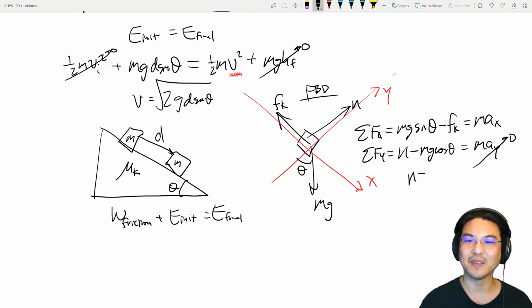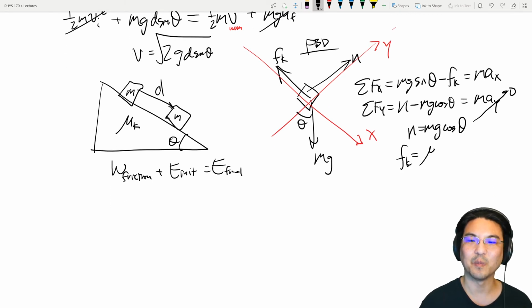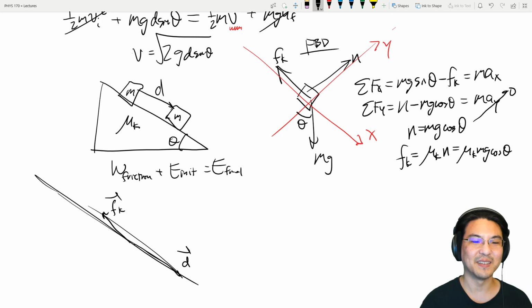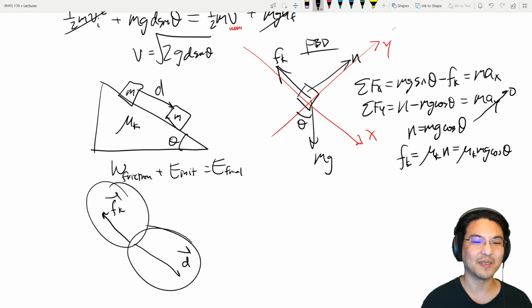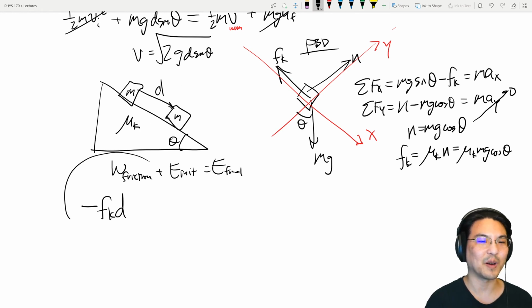So look at this, n equals mg cosine theta, which means I can solve for friction. Friction is mu k times n, so mu k mg cosine theta. Now what is the work by friction? Friction is a force going this way. The displacement is this way. So what is the dot product? They happen to be exactly 180 degrees from each other. So the work by friction is going to be this dot this, which is exactly minus that friction force times this displacement. Right, that's the work by friction.